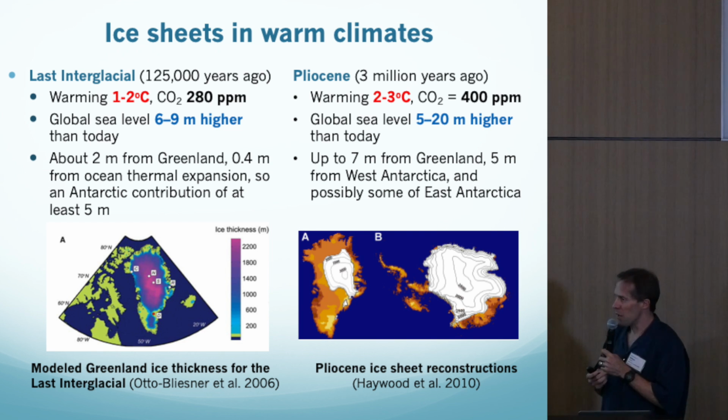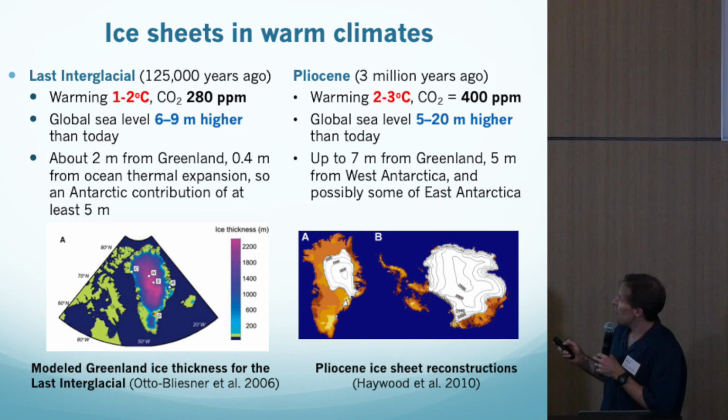Sea level in ice ages is lower than today because a lot of mass is locked up in ice sheets. But in the last interglacial, sea level is thought to have been about 6 to 9 meters higher than today because you lost part of the Greenland ice sheet and probably part of the Antarctic ice sheet as well.